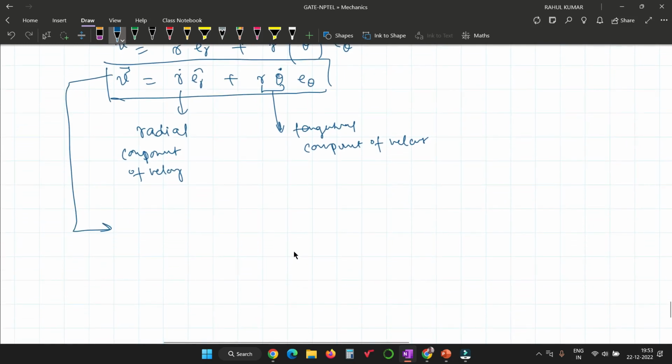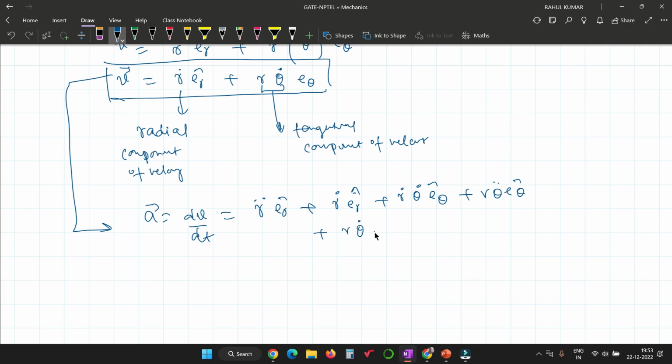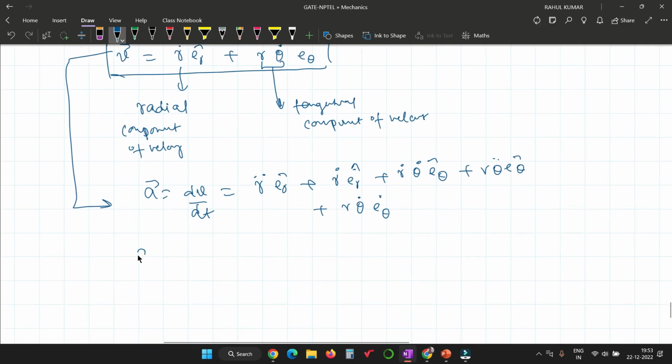Now again differentiate this equation. What will you get? a equal to dv by dt. You will get r double dot er cap plus r dot er dot cap plus r dot theta dot e theta cap plus r theta double dot e theta cap plus r theta dot e theta dot cap. After simplification, you will get (r double dot minus r theta dot square) er plus (2 r dot theta dot plus r theta double dot) e theta.